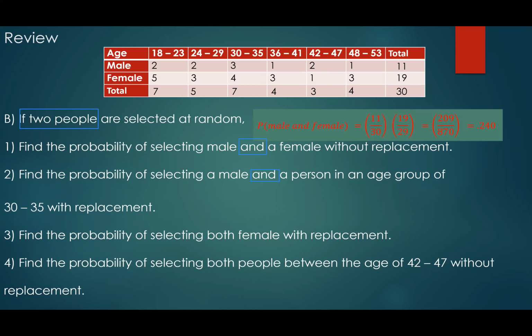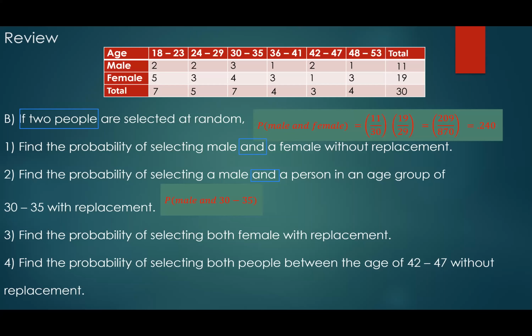And again, let me do number 2, and then I will take your question, and hopefully after you see number 2 it will be clearer. This is what they ask: find the probability of selecting a male and then going back and selecting a person in the age group of 30 to 35 with replacement. What does it mean with replacement? Meaning I pick him out and I put him back.